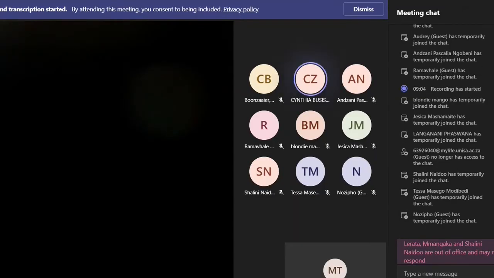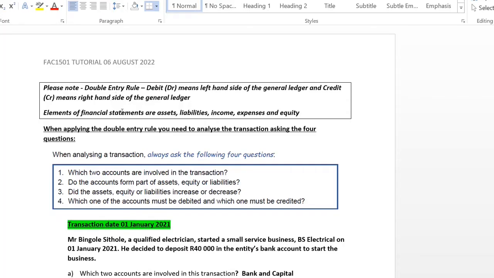Okay, I think it's asset. So let me just repeat the question. Matilda went and bought stationery at Walton's and she received a tax invoice. She paid by EFT 5,000 Rand and she got a tax invoice and Walton's kept a duplicate tax invoice. So my question is, which two accounts are involved in this transaction? Asset and expenses.